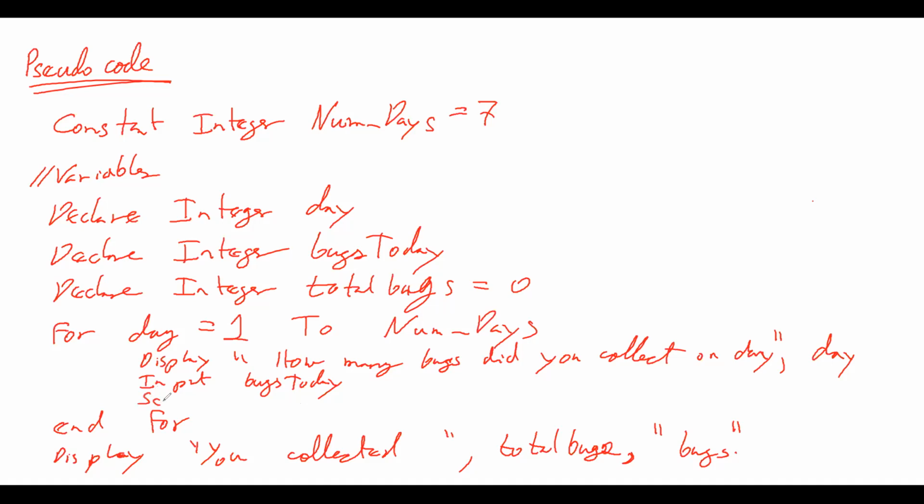And then we have the final set: total bugs equals total bugs plus bugs today. And that's it. Does this make sense, guys? Are there any questions?